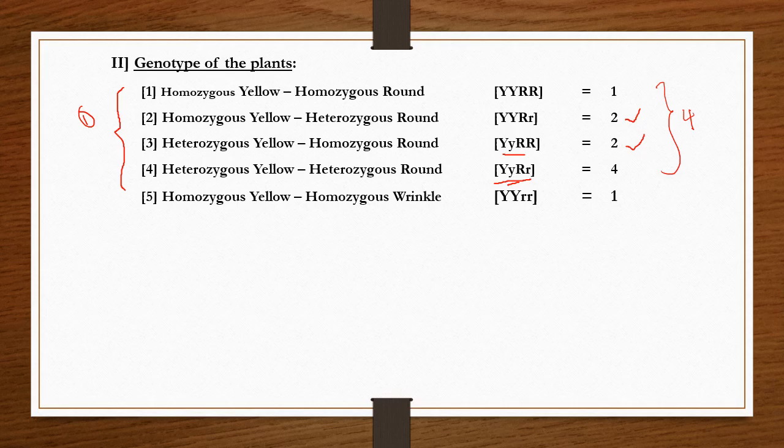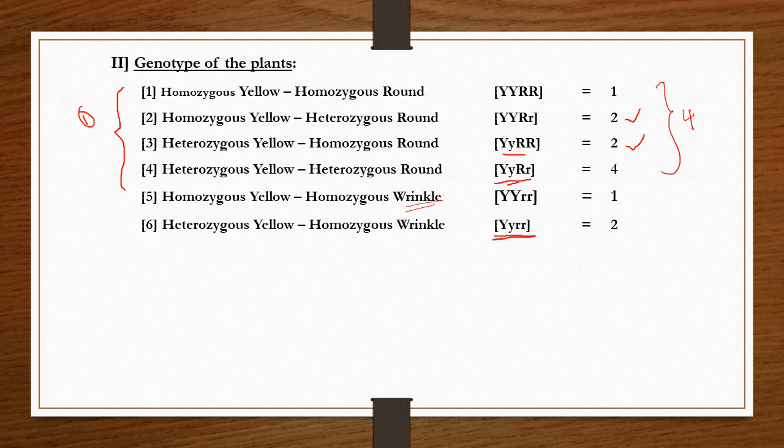Now let's see another, that is homozygous yellow, capital Y, homozygous wrinkle. Here wrinkle is a recessive character, that means it is always homozygous, small r, small r, only then we will consider it as wrinkle. So homozygous yellow, capital Y, capital Y, small r, small r: the individual with this gene composition is one. And heterozygous yellow, capital Y, small y, is also dominant, and wrinkle is always homozygous, small r, small r. The individuals with this gene composition are two offsprings.